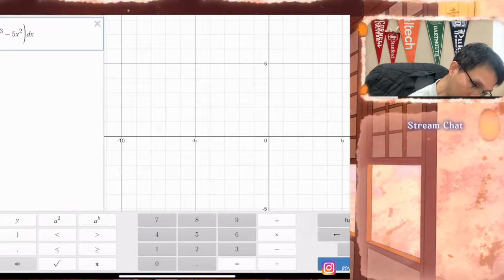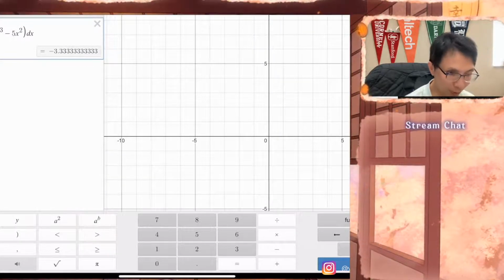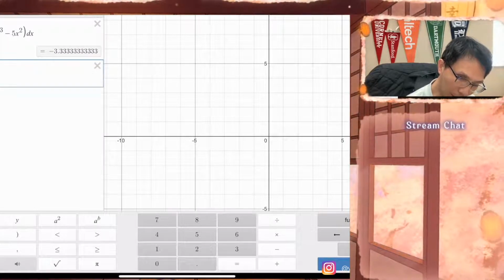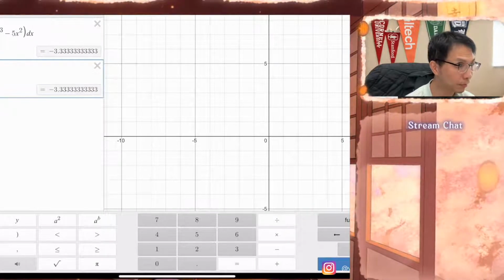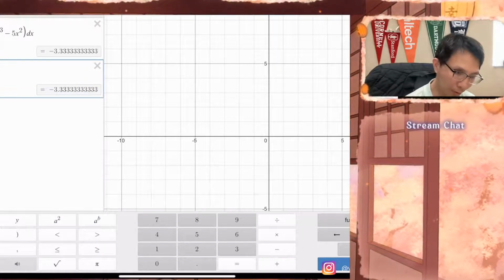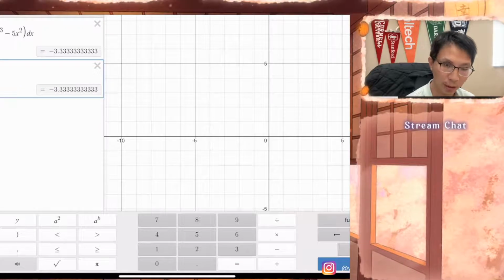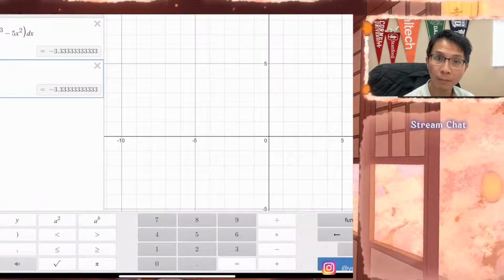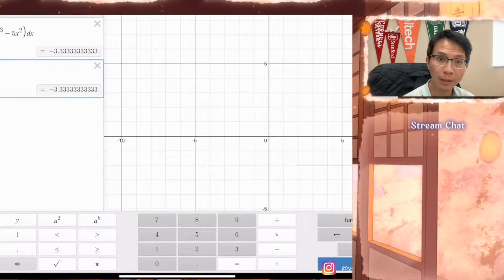That's equal to negative 3.33. Negative 10 over 3 is negative 3.3333. And that's how you check the integrals. Does that make sense?